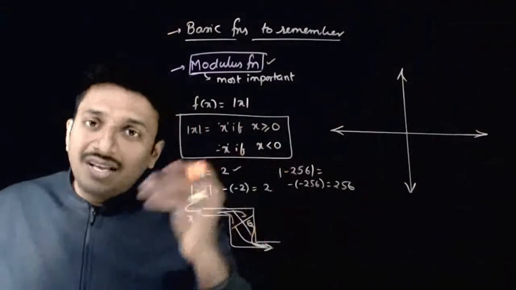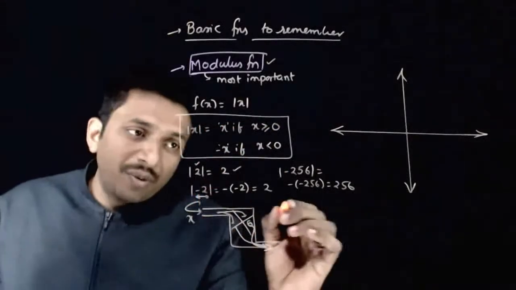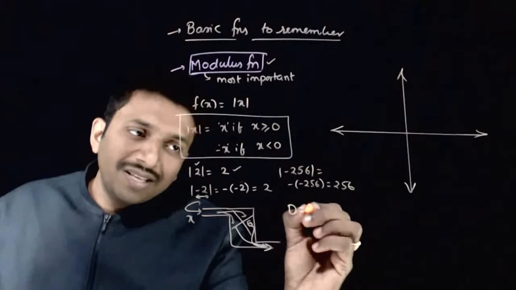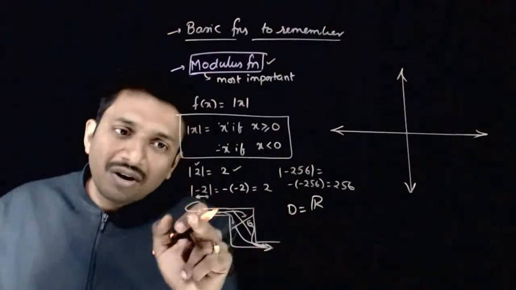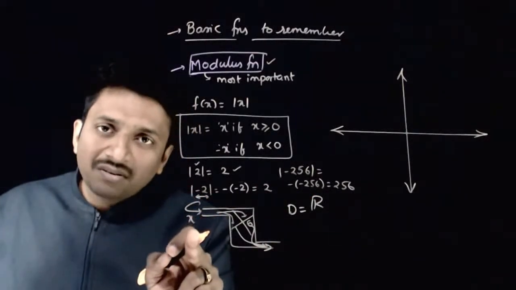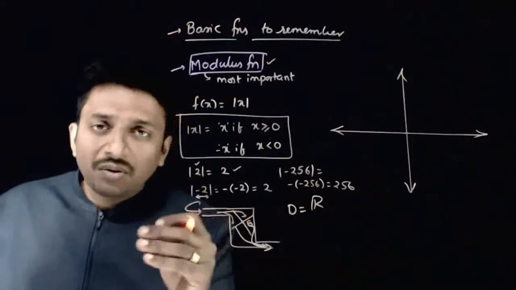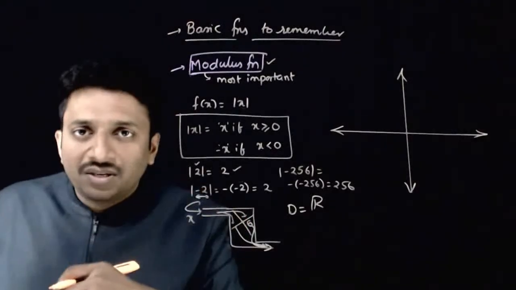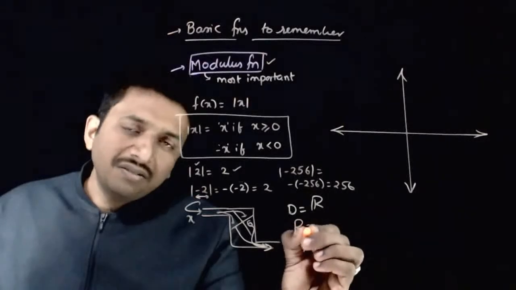So I hope you have understood the definition of this function. Now what is the domain of this function? The domain is nothing but real numbers because this machine does not have any problem with any real number. So positive real numbers can go inside or negative real numbers can go inside. What is the range of this function?